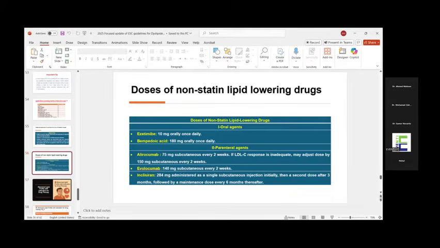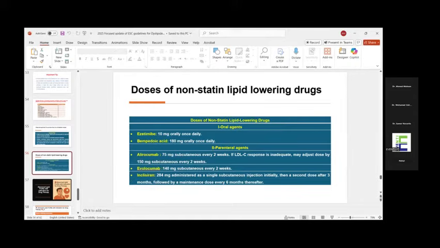And let me remind you of the doses. Ezetimibe is 10 milligram orally once daily. Bempedoic acid 180 milligram orally once daily. Parenteral agents, alirocumab 75 milligram subcutaneous every 2 weeks. If the LDL response is inadequate, you may adjust the dose by giving 150 milligram subcutaneous every 2 weeks. Evolocumab 140 milligram subcutaneous every 2 weeks.